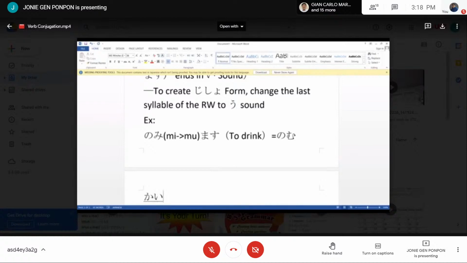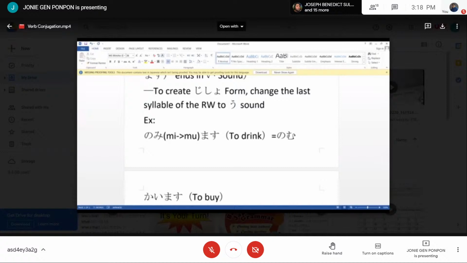Kaimas. Yan. Kaimas is a group 1 verb, right? Okay, so root word is kai. The root word ends in e sound. That's why it's a group 1 verb. It ends in e sound, but this is not a special verb. That's why it's a group 1 verb. Yan. Meaning ng kaimas is to buy.